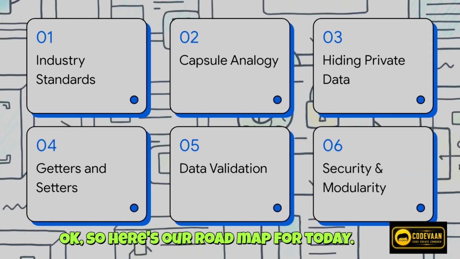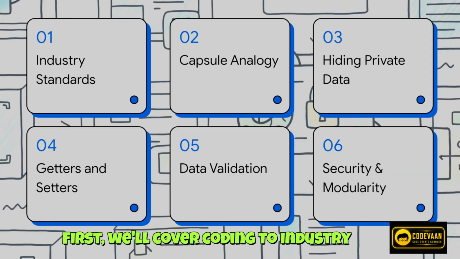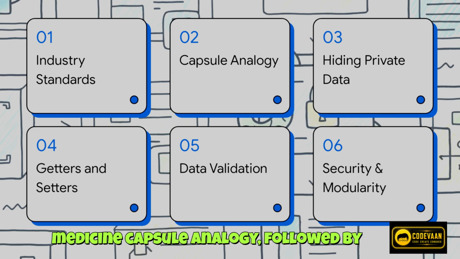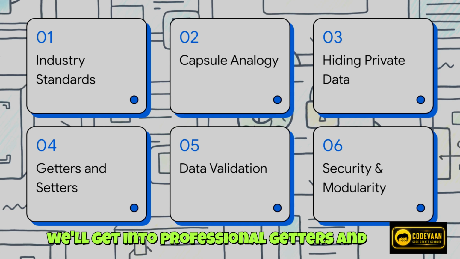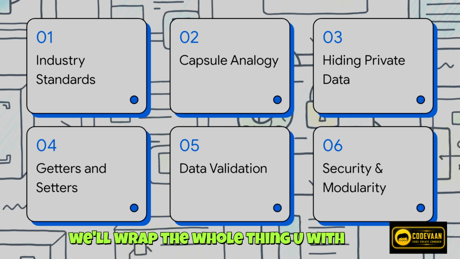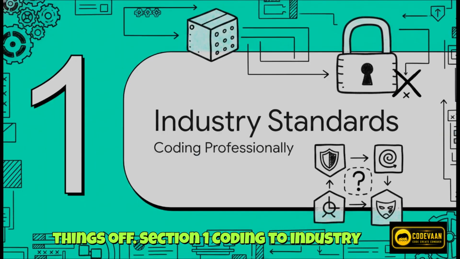Okay, so here's our roadmap for today. First, we'll cover coding to industry standards. Then we'll look at the medicine capsule analogy, followed by hiding your private data. After that, we'll get into professional getters and setters, data validation and setters, and we'll wrap the whole thing up with security and code modularity. Let's kick things off with Section 1, coding to industry standards.